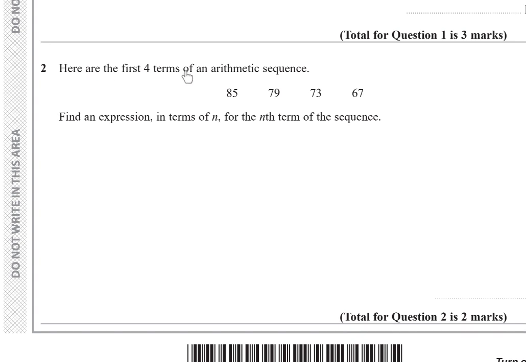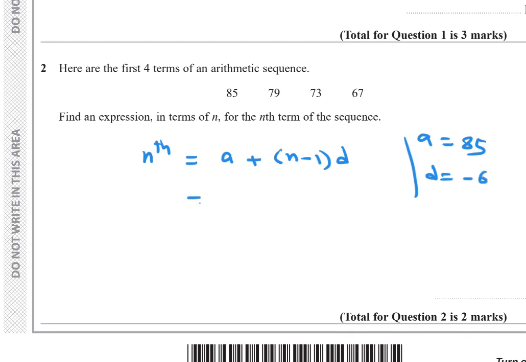Number 2. Here are the first four terms of an arithmetic sequence: 85, 79, 73, 67. Find an expression in terms of n for the nth term of this sequence. The nth term for an arithmetic sequence equals a plus n minus 1 times d. a is the first term, which is 85, and d is the common difference. Each time we subtract 6, so d equals negative 6. Now, 85 plus n minus 1 times negative 6.